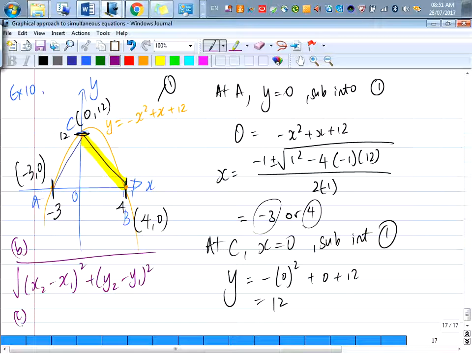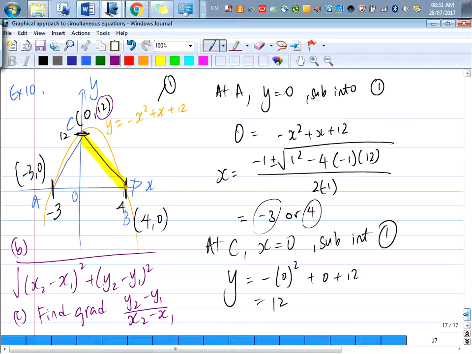Then for part C, to find the equation, we need the gradient. Find gradient using y2 minus y1 over x2 minus x1. Since you have the gradient, what we need next will be the y-intercept, which is 12. Then done. Okay? Very straightforward. You just need to remember how we found line segment and how we found the equation of a straight line.